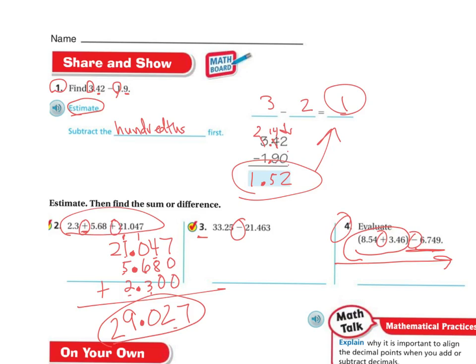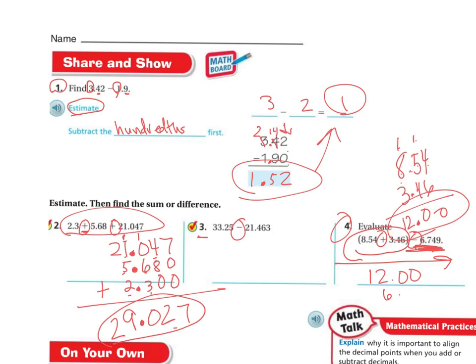So in this case, I've got 8.54, 3, 4, 6, and I'm going to add these. So 4 and 6 is 10, and then I've got 5 plus 1 is 6, plus 4 is 10. Remember, I bring down my decimal because I lined those up. And then I have 8, 9, 10, 11, 12. So I'm getting 12 whole. So now I have 12 subtract 6.749. Again, I'm going to add a space saver 0 here so that I can do the problem.